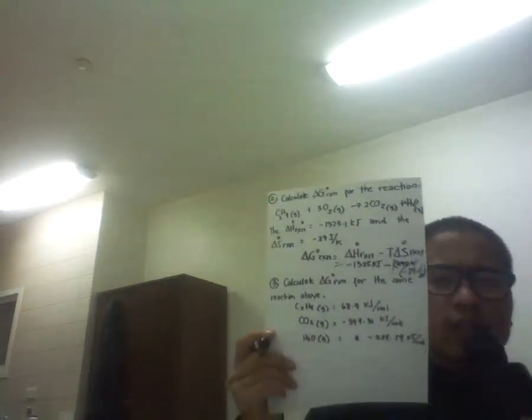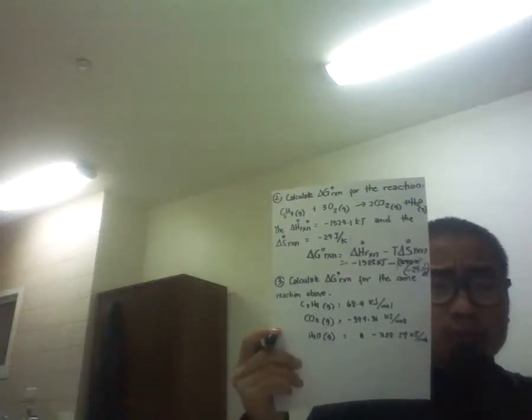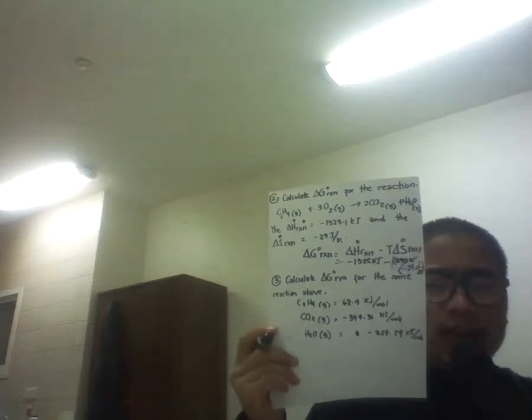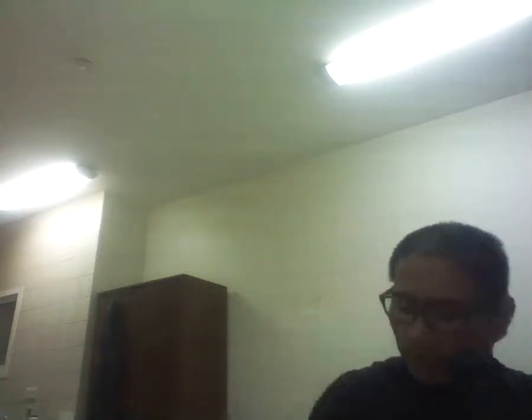If you compute the standard change of free energy, multiply by the entropy, which is negative 29.7 joules per Kelvin. Take note, kilojoules and joules are not compatible, so we need to convert either the kilojoules into joules or the joules into kilojoules. Negative 1323.1 kilojoules: 1 kilojoule is equal to 10 to the 3 joules.